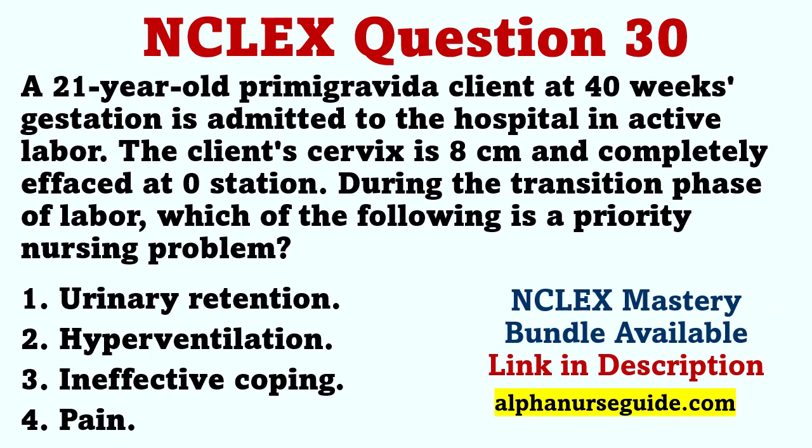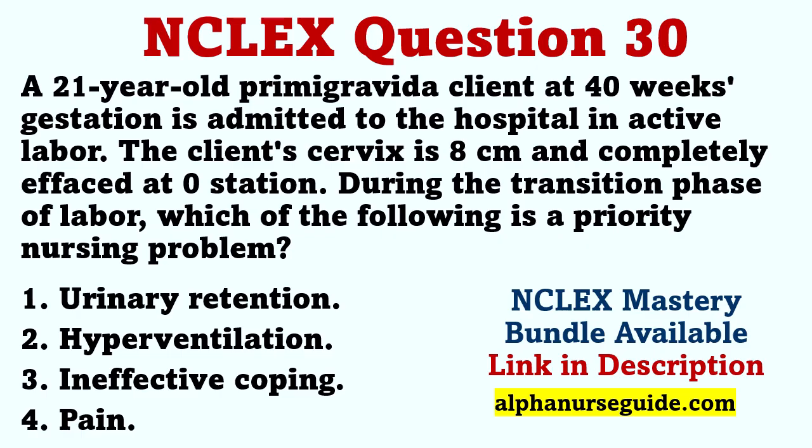A 21-year-old prima gravida client at 40 weeks gestation is admitted to the hospital in active labor. The client's cervix is 8 centimeters and completely effaced at 0 station. During the transition phase of labor, which of the following is a priority nursing problem? 1. Urinary retention. 2. Hyperventilation. 3. Ineffective coping. 4. Pain.